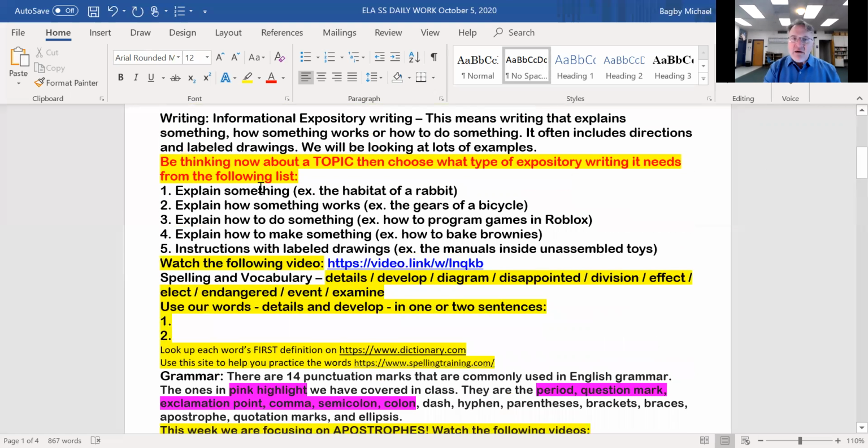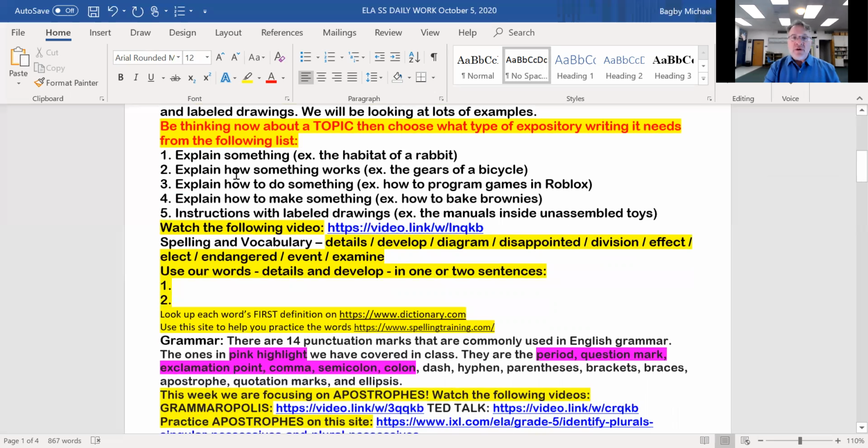But be thinking now, and notice this is in red, so this isn't due. I have not set a due date for this project, but I want you to start thinking about a topic and then choose what type of expository writing it needs from the following list. In other words, think of something that you're already an expert at, something that you know all about or know how to do, and then you can choose to explain it.